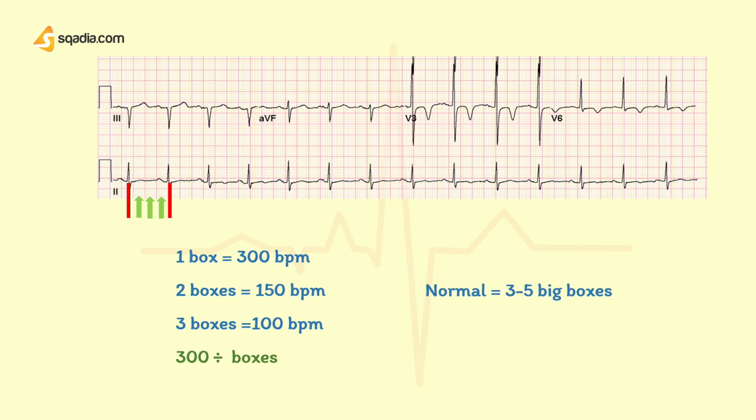Now, this is not a way to get the most accurate heart rate, but it is a quick way to assess if the heart rate lies within the normal range, which is 60 to 100 beats per minute. And that's how you calculate the heart rate using the ECG strip.